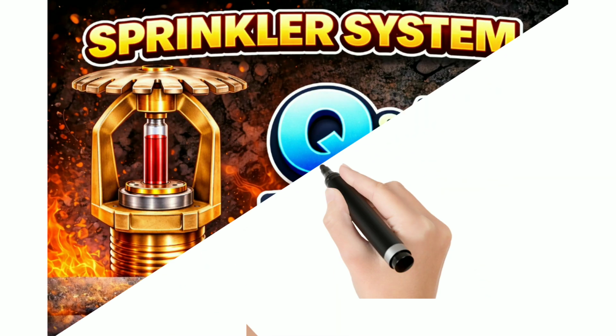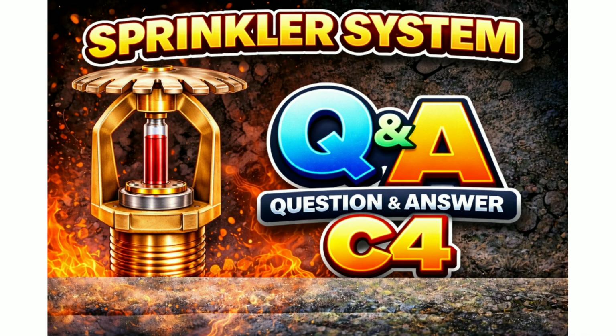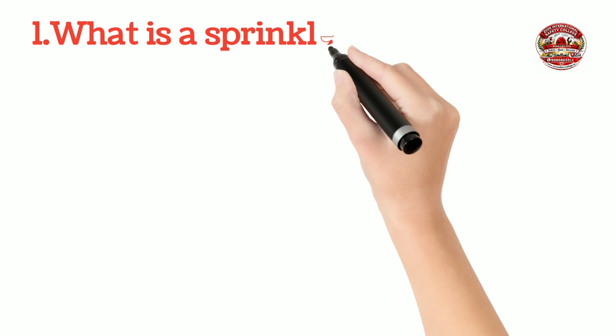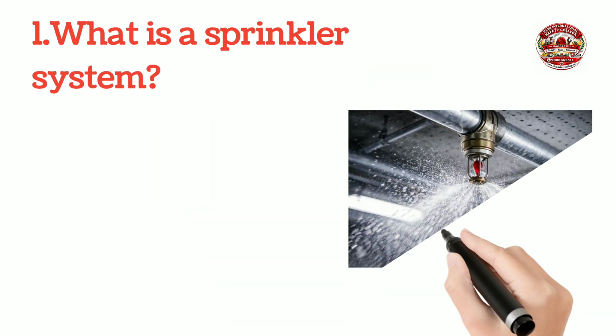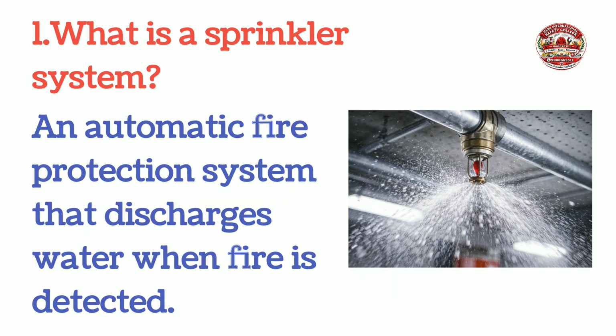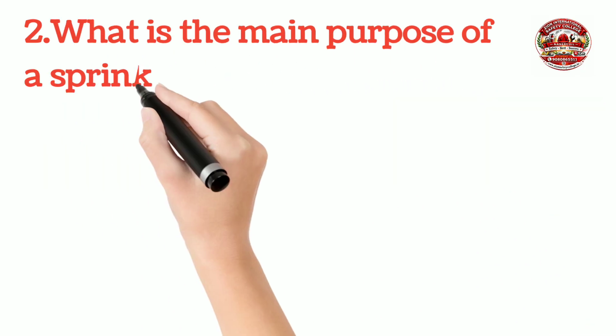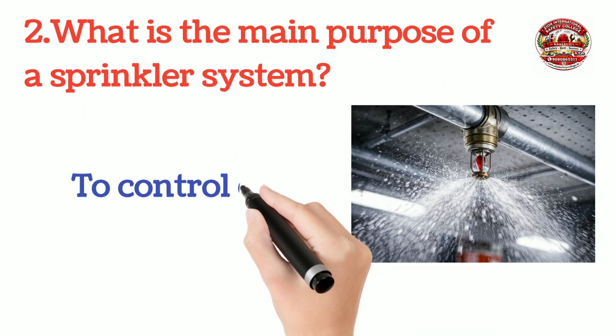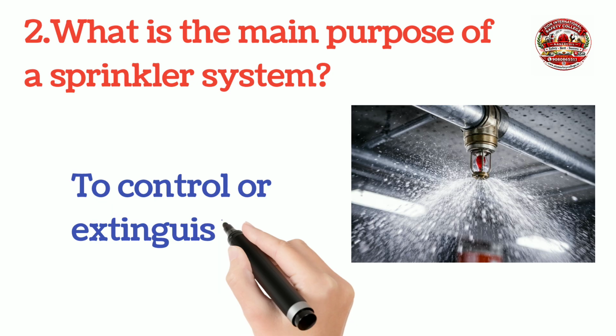Sprinkler system question and answer. What is a sprinkler system? An automatic fire protection system that discharges water when fire is detected. What is the main purpose of a sprinkler system? To control or extinguish fire.